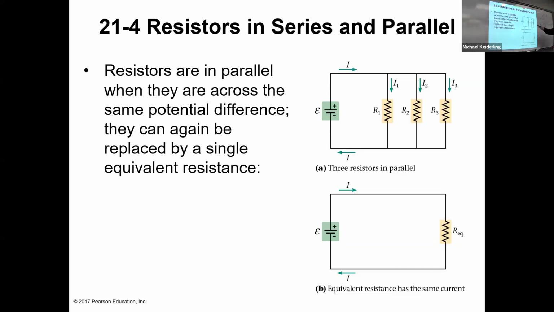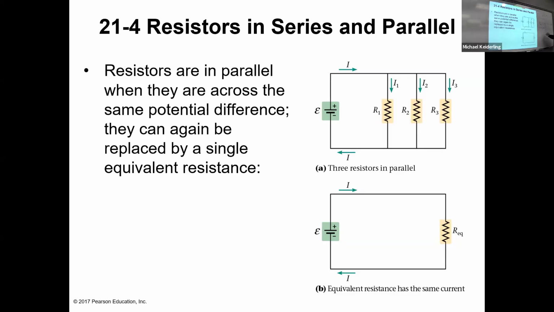Here, when we have resistors in parallel, these wires are all connected by a conductor. So the voltage difference here is the same for all the resistors. They have the same potential difference, but the current splits up. The current is the sum of the individual currents.